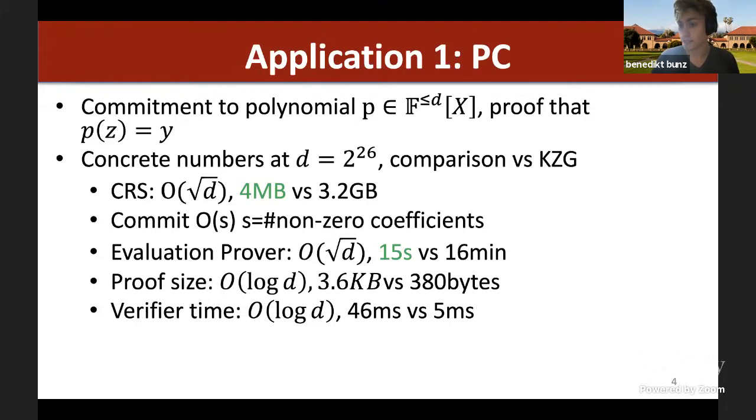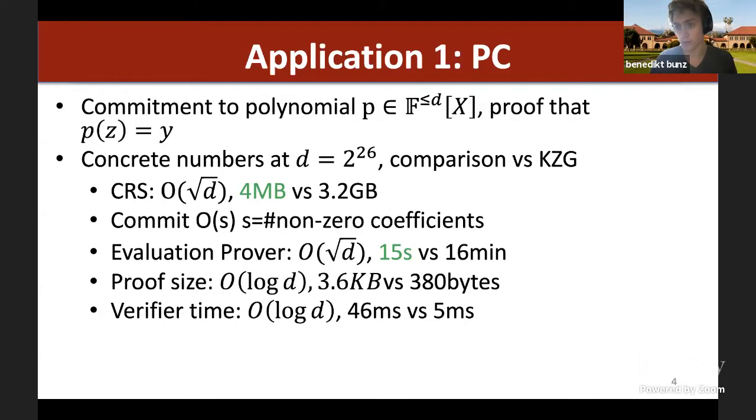And you can see this translate in our implementation. For a very large, degree 2 to the 26 polynomial, you can see that the CRS size is only 4 megabytes, versus 3.2 gigabytes in a KZG commitment scheme, and the evaluation prover takes 15 seconds versus 60 minutes. Especially the CRS size is something that is actually very much a constraint in practice.